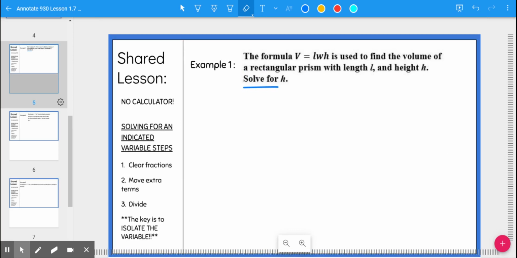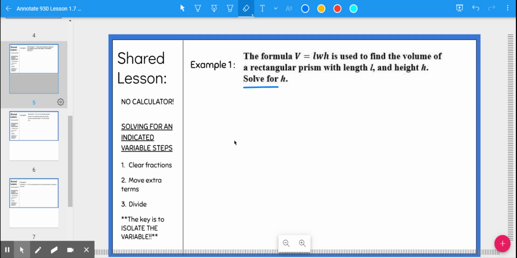All right. So, example number 1. The formula V is equal to L times W times H is used to find the volume of a rectangular prism with the length L and H height. Solve for H. So our first step is we need to figure out what we're solving for. We are solving for H. That means we want to rearrange the formula so we have H is equal to.